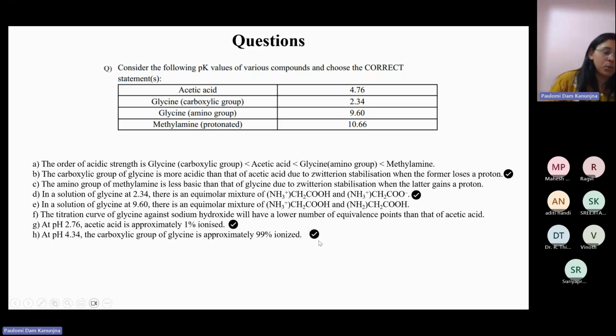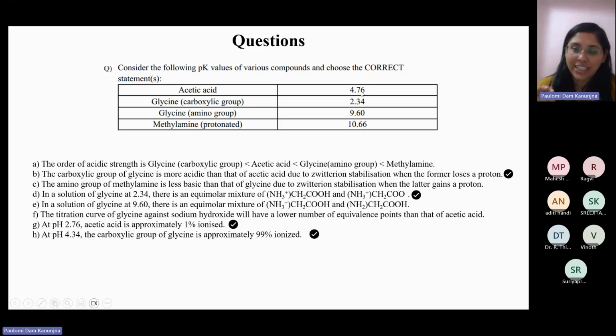Okay. Yeah, I see most of you have got a bit confused. No worries. We will see it one at a go, why each of the statements is correct or incorrect. The first statement says the order of acidic strength: glycine is lesser than acetic acid, which is lesser than glycine, which is basically lesser than methylamine. Let's look at the values. Methylamine is 10.66. Glycine amino group is 9.6. Acetic acid is 4.76 and this is 2.34.